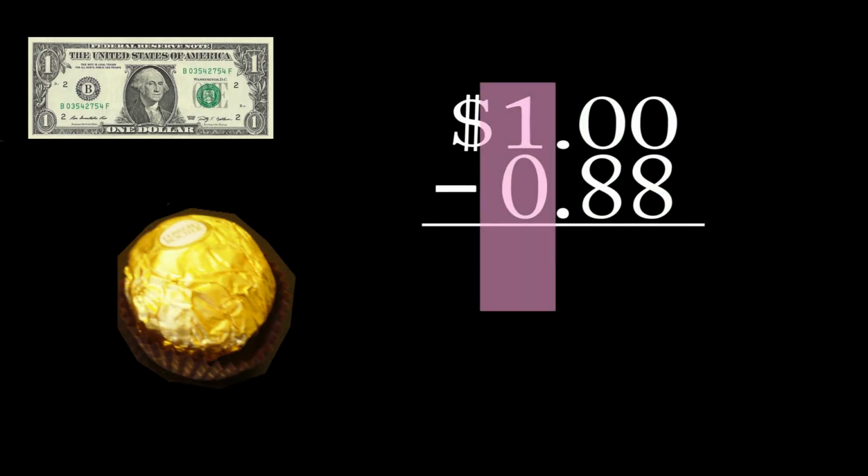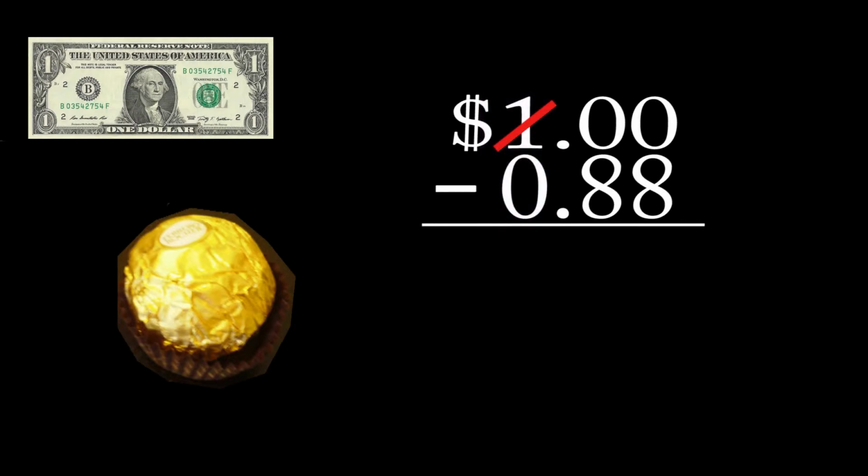So I'll start with my dollar, and I'll break my dollar up into dimes, because 10 dimes is the same thing as $1, so I can move it to this smaller place value. So I've crossed out my dollar to show that I've moved it over one place value, and I'll cross out this 0 and put a 10 above the 0 to show that I now have 10 dimes.